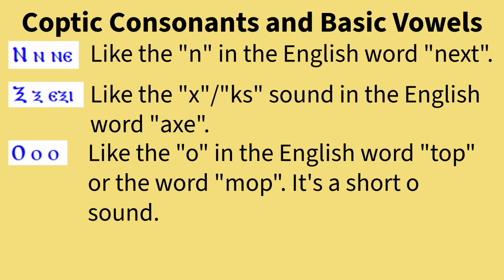Next, we have the letter na, which is like the N in the English word next. N. Then we have the letter axi. This is like the X or KS sound in the English word axe. Kissa. We then have the letter O. This is like the O in the English word top, or the English word mop. So it's a short O sound.